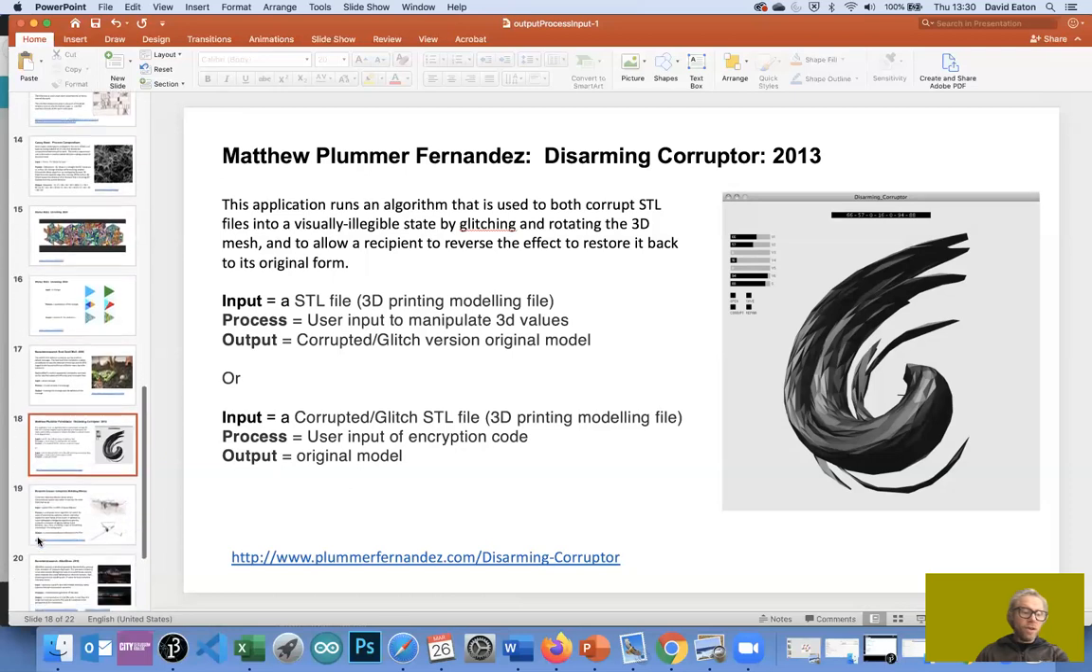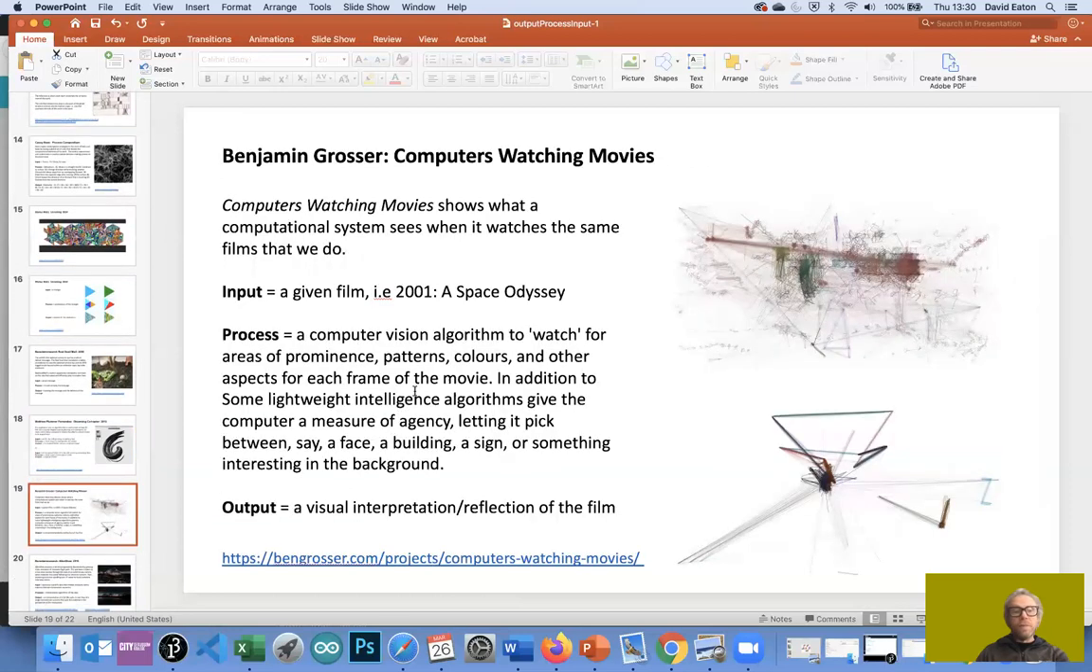Other works. This was a fascinating piece of work that was built as a machine, really, a drawing machine that would have a certain algorithm that traces certain elements within a film. So effectively, you're getting a visual dialogue of the film.